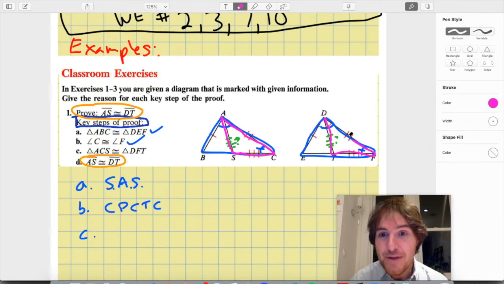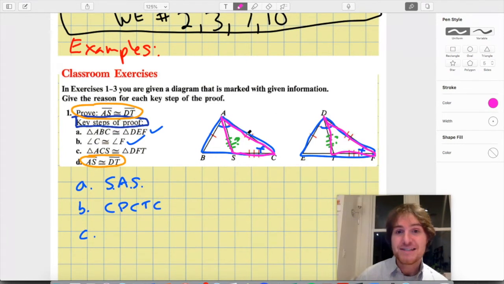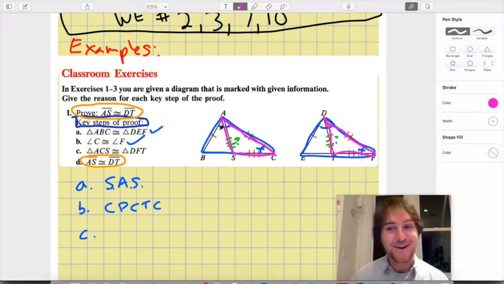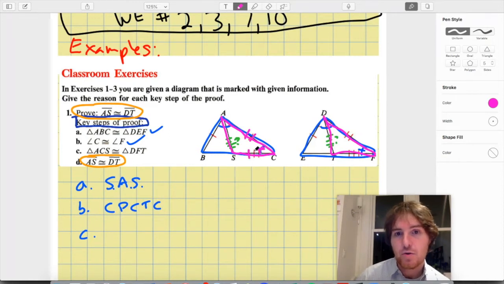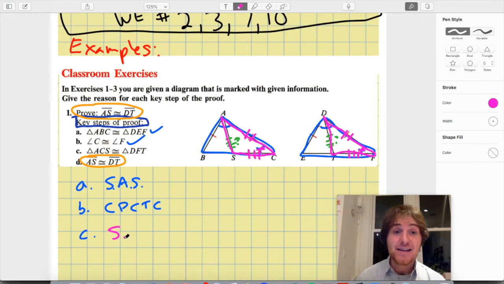And then we already knew that DF was congruent to AC because we talked about that earlier, and that helped us get the blue triangles congruent. Okay, so now we got this, and the reason why I know that this pink triangle right here is congruent to this pink triangle right here is by SAS. That's right, SAS. So we got SAS right here.